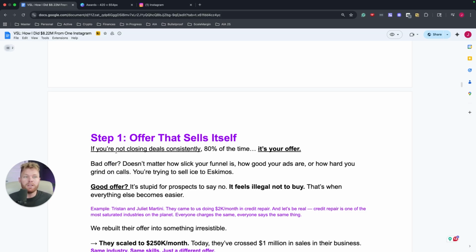A good offer, it's stupid for the prospect to say no. You want to make it so it feels illegal for them not to buy. That's when everything else becomes 10 times easier.